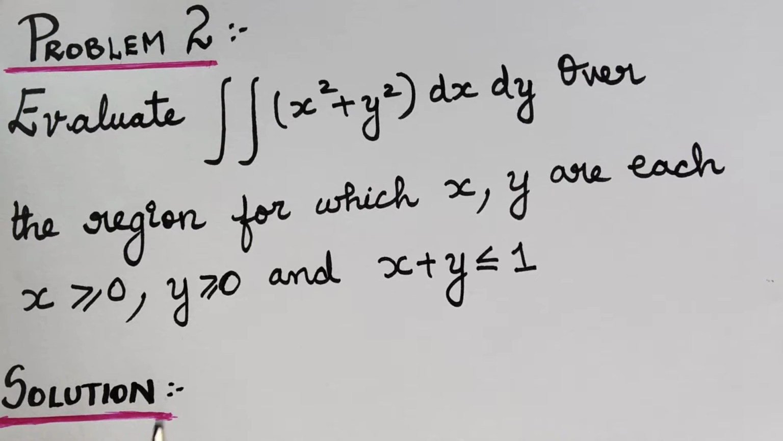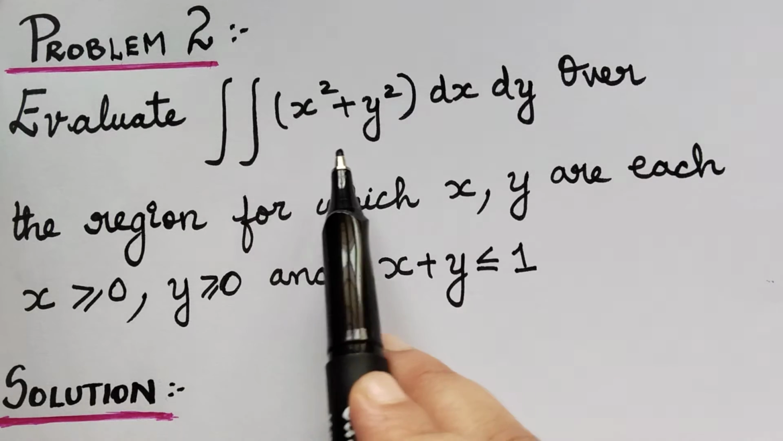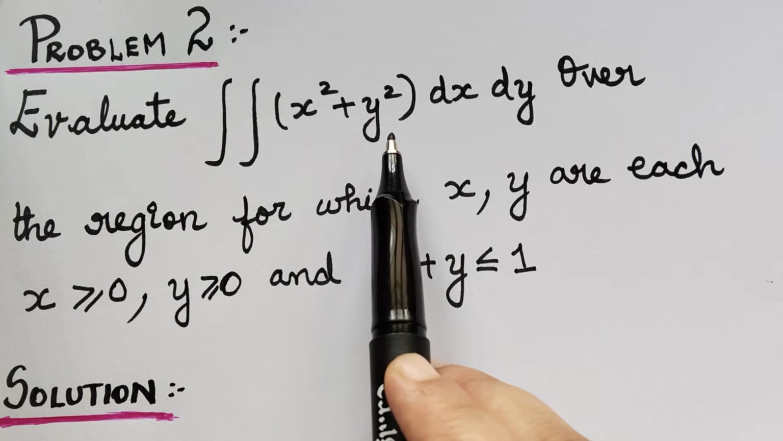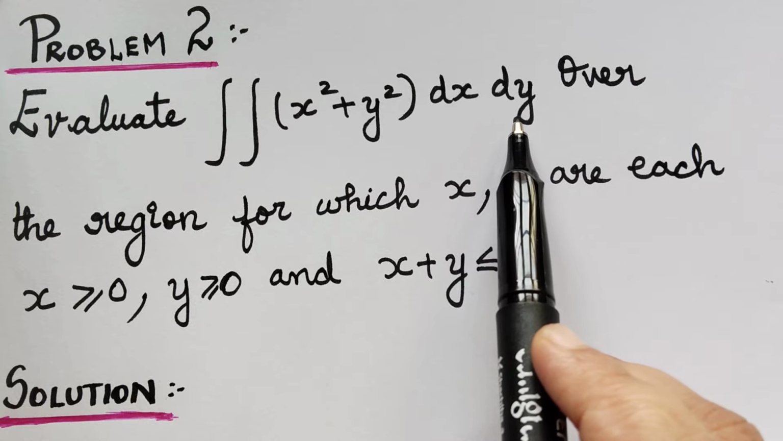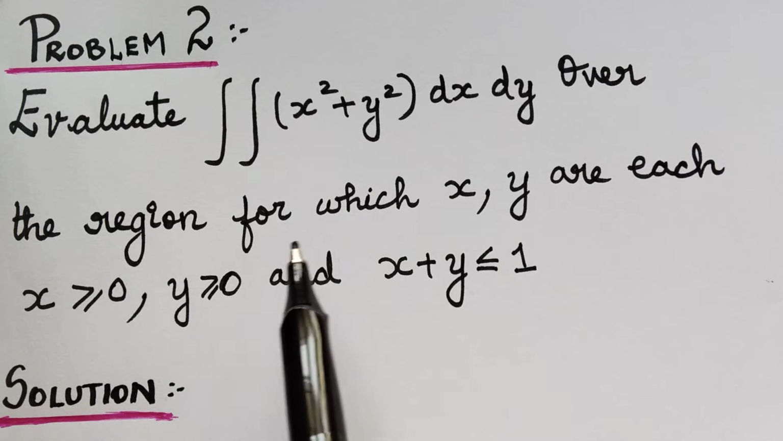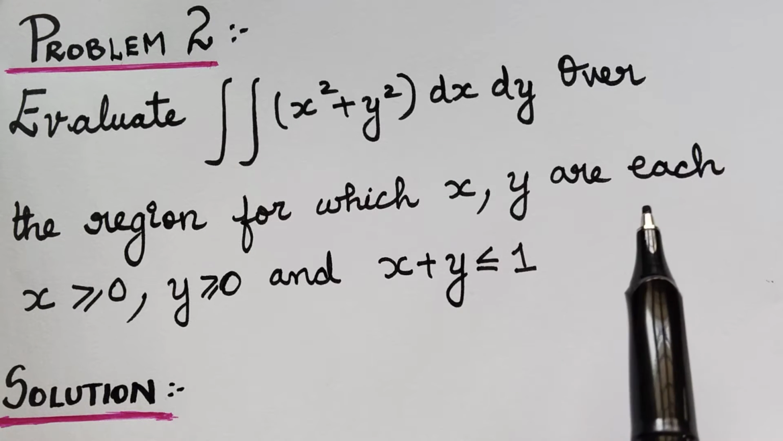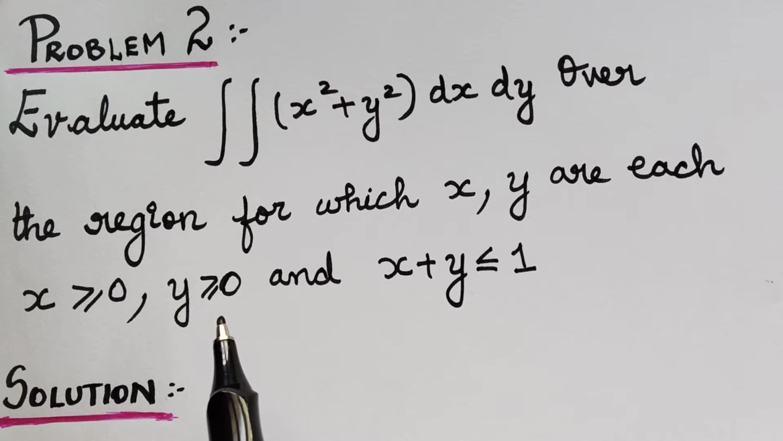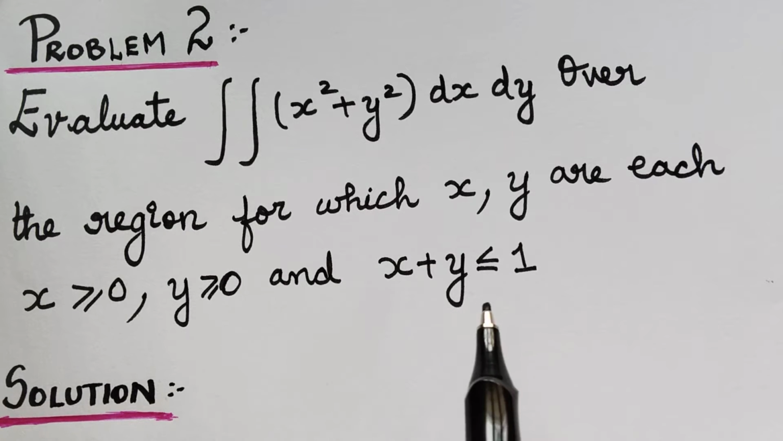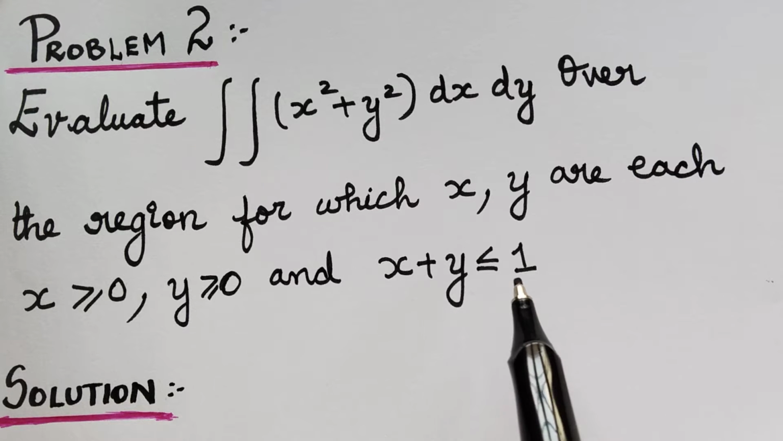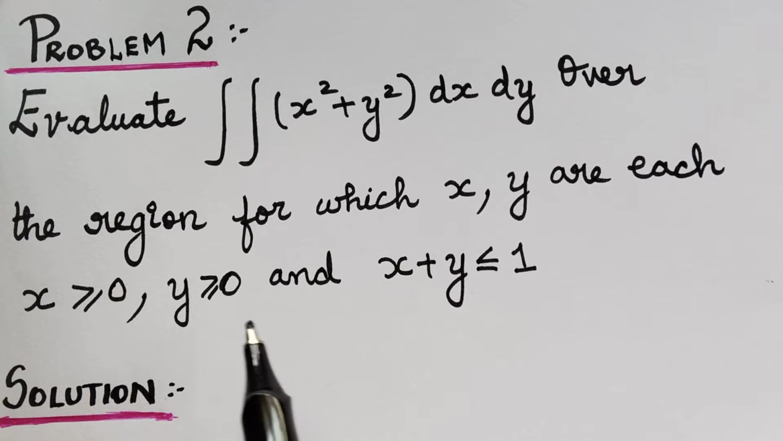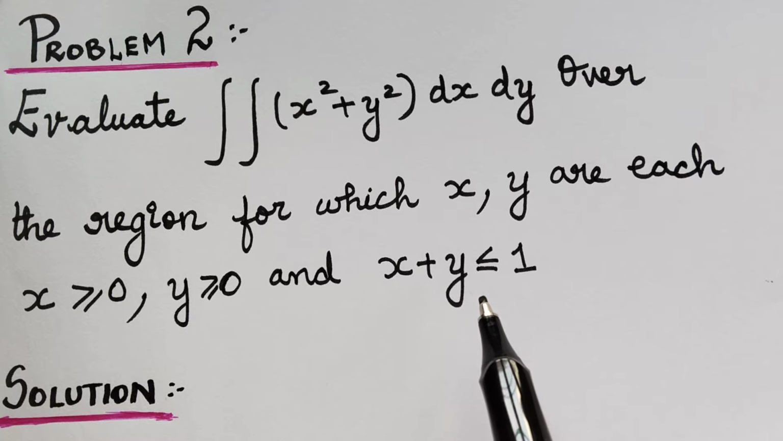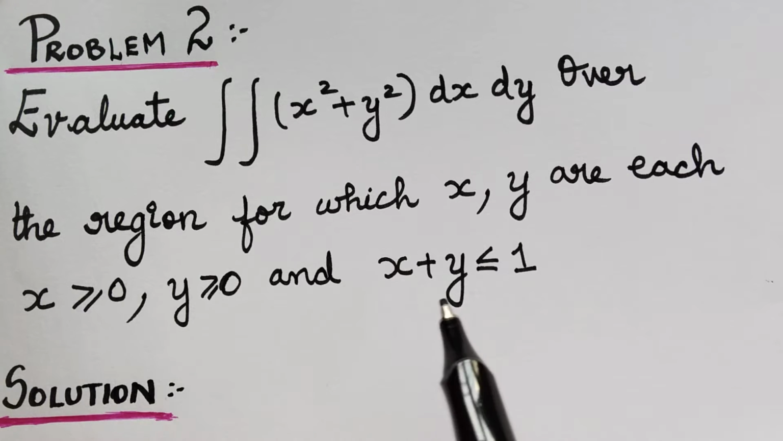Now here the question is: evaluate the double integral of (x² + y²) dx dy over the region for which x and y are each x ≥ 0, y ≥ 0 and x + y ≤ 1. So first of all, as the first step, we have to sketch the region given.